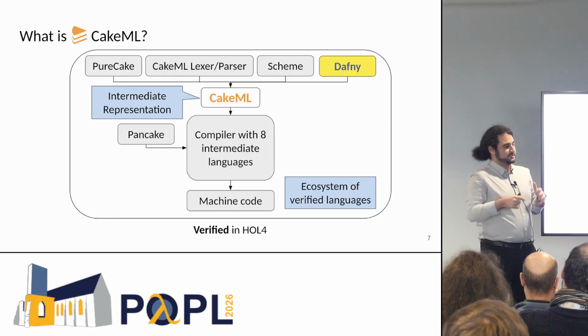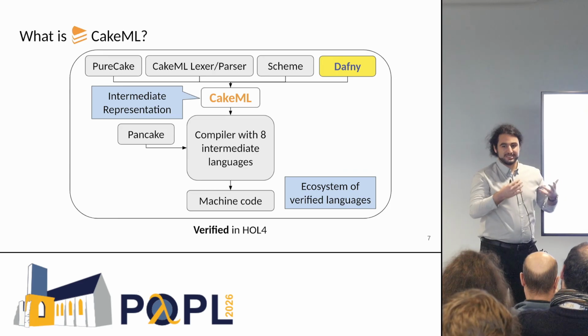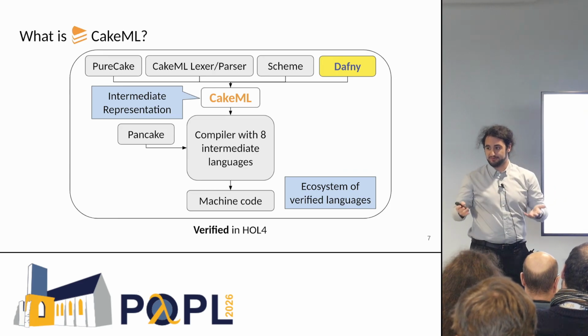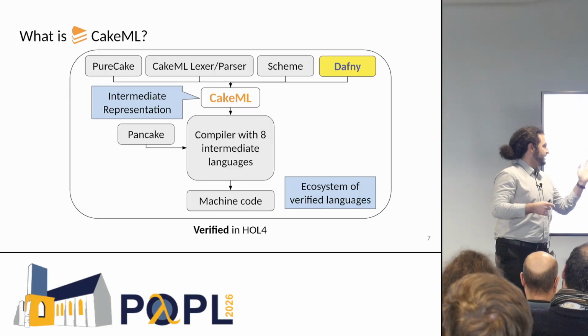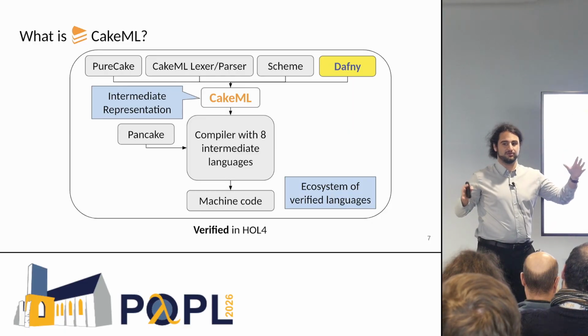And the reason I tell you this is because this opens up opportunities where you could, for example, imagine you verify a program in Dafny, and then you can call it from PureCake or from Pancake, or everyone can call everyone, and at the end of the day, you still have an end-to-end theorem that everything is correct down to the binary.